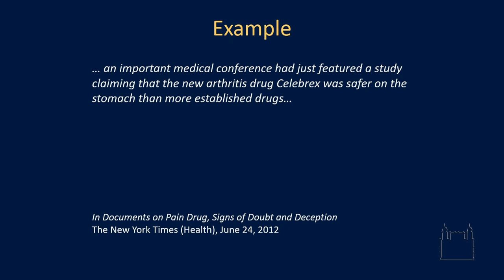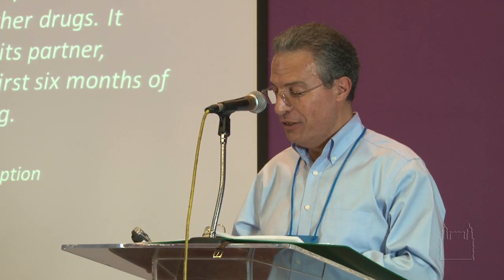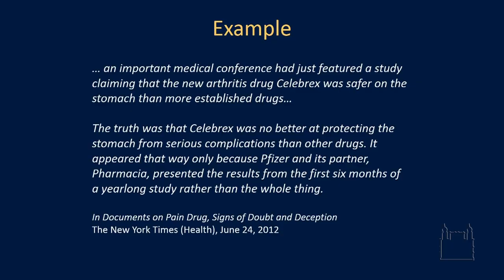This is the example I wanted to give you, and I don't want to pick on Pfizer, but an important medical conference had just featured a study claiming that the new arthritis drug Celebrex was safer on the stomach than more established drugs. Now I'm going to get somebody who says, I'm working on Celebrex, and then corrects me. Well, this is actually in the New York Times. The truth was that Celebrex was no better at protecting the stomach from serious complications than other drugs. It appeared that way only because Pfizer and its partner, Pharmacia, presented the results from the first 6 months of the year-long study rather than the whole thing.